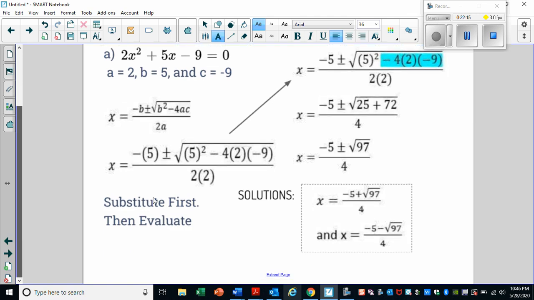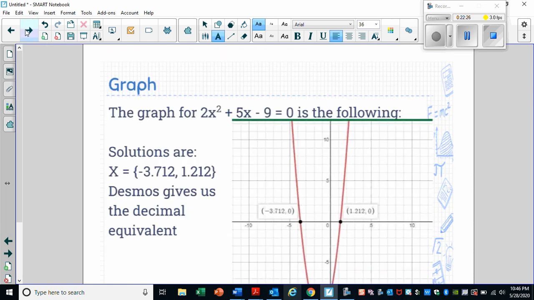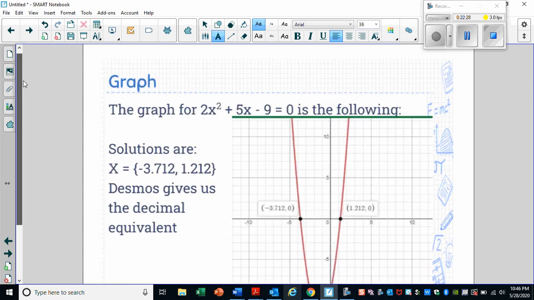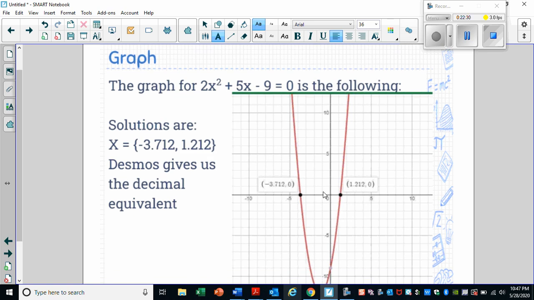So again, you substitute, then evaluate. Again, watch your substitution, especially those parentheses. And you'll see why in the next problem. So there's your graph of the same equation. And then your solutions, x equals negative 3.712, 0, and 1.212, 0.